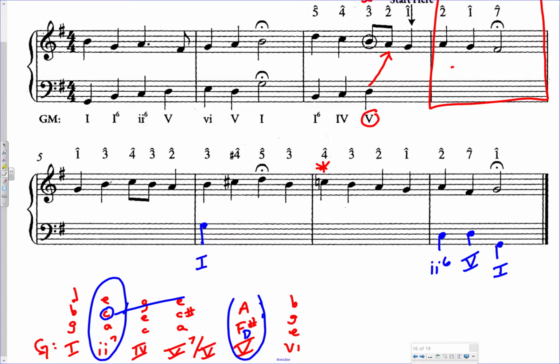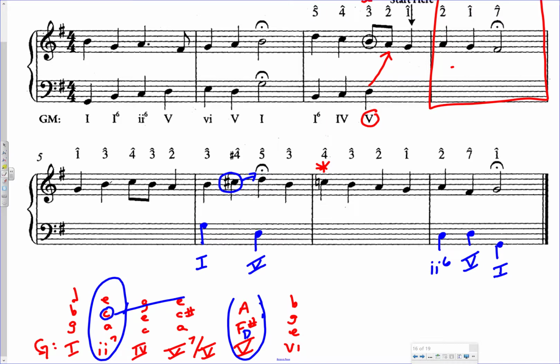Then we have that raised 4th scale degree, which is Phi, which is going to act like a leading tone of a new tonic, and it goes to the new tonic, which is D. D is 5 in the key of G, so I'm going to put my Roman numeral 5 there. So I've done the first chord and the third chord of that measure. The 5 chord in the bass in root position would be a D.